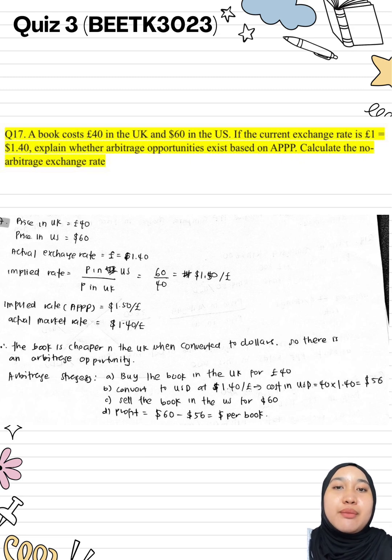dollar per pound, but the actual rate is only 1.40 per pound, which is lower than the PPP suggests. This means the book is cheaper in the UK when converted to dollars. We could buy it for £40, which equals 56 US dollar at the current exchange rate. Sell it in the US for $60 and we get profit $4 per book.